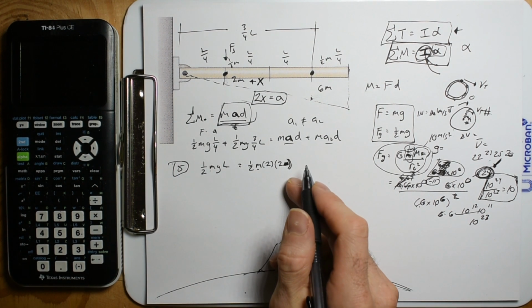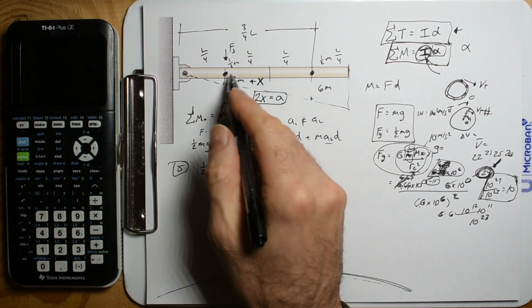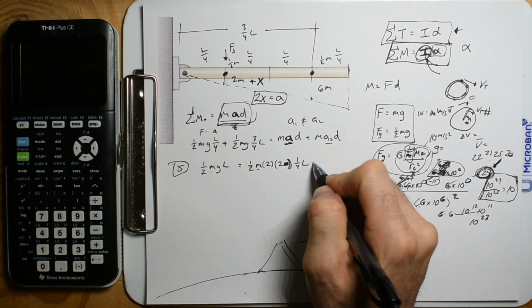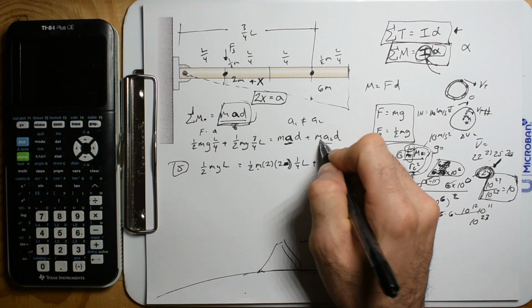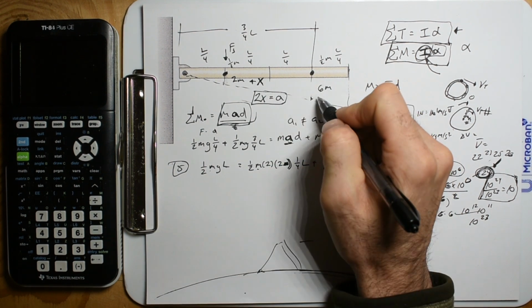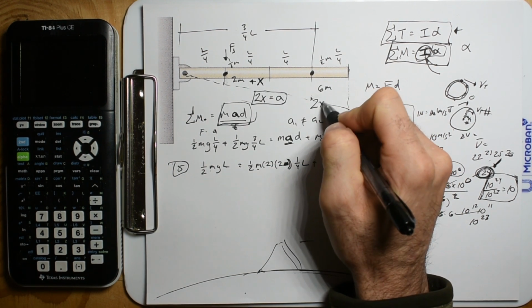Okay, so that's it. Or no, that was the acceleration term, and then the distance is 1/4 L. Alright, so this term is going to be 1/2 m. That's going to be our mass. Our acceleration is going to be 2.